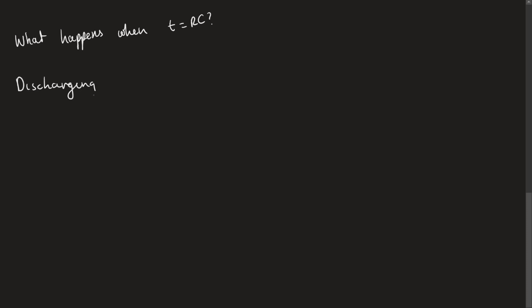Okay, so let's first take the argument of discharging. For discharging, we have the equation Q is equal to Q naught e to the minus t over RC. If I end up with t equals RC, then I end up with a factor of e to the minus 1, because t over RC becomes RC over RC. Anything divided by itself is 1. And e to the minus 1, you can prove to yourself, is roughly 0.37.